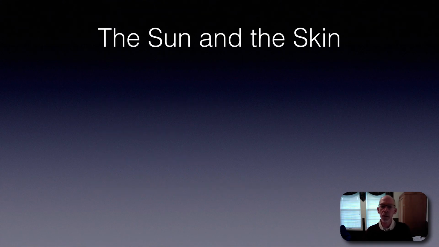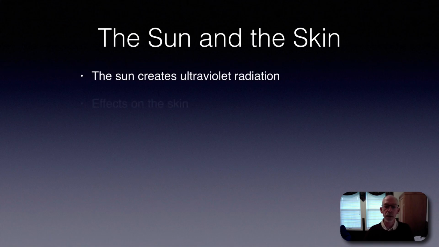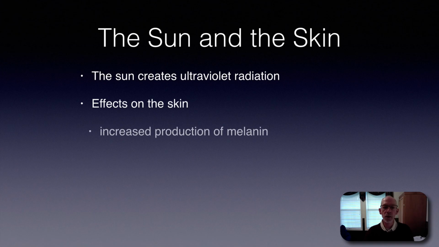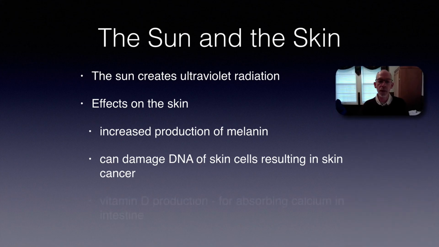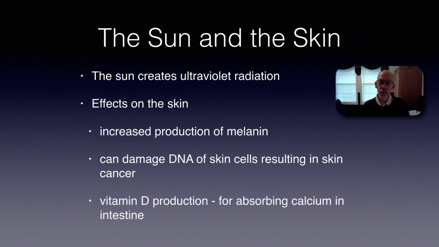Lastly, I want to take a look at the effect that the sun has on the skin. As you all know, the sun creates ultraviolet radiation, and the ultraviolet radiation increases the production of melanin, and we all, of course, have experienced this whenever we get a suntan. But that ultraviolet radiation can also cause damage to the DNA of the skin cells, resulting in skin cancer. But there's also another advantage of the sun, and that is that it increases the production of vitamin D in our skin. Vitamin D's role is it helps with the absorption of calcium in our intestine.